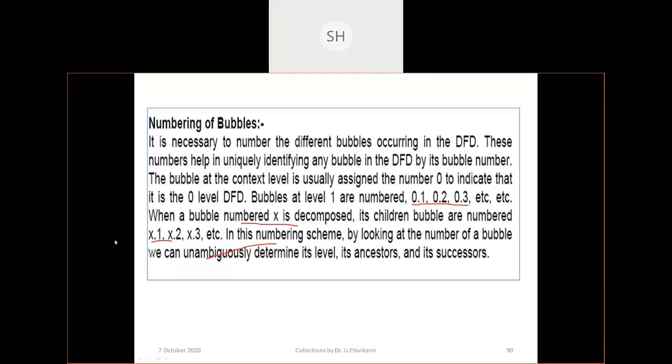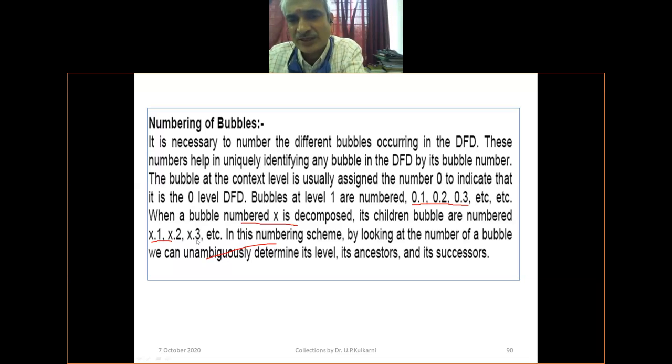Right. X.1, X.2, X.3, you number it. Again, X.1 further, you put a dot and get into it. See, look at that. It is necessary to number the different bubbles occurring in a DFD. This number helps in uniquely identifying any bubble in the DFD by its bubble number.